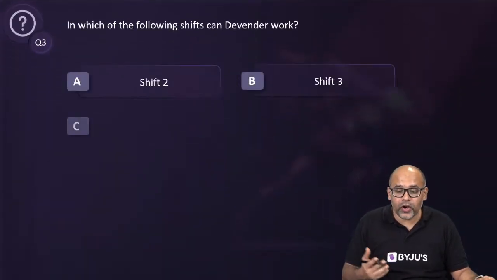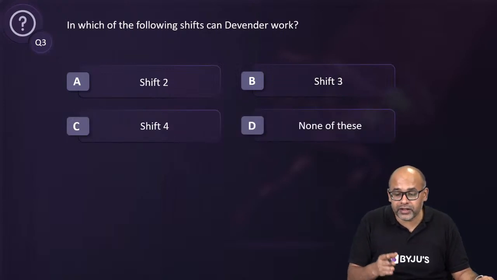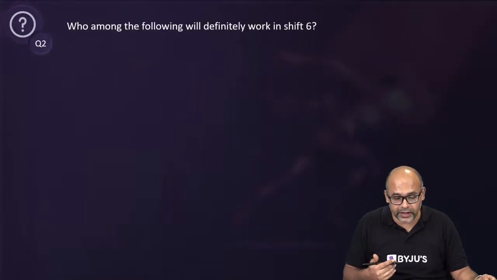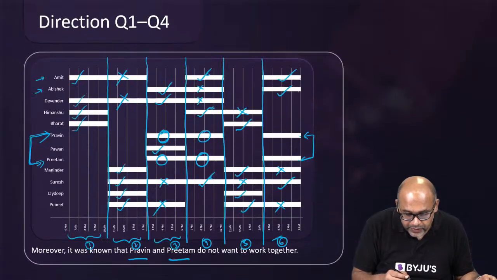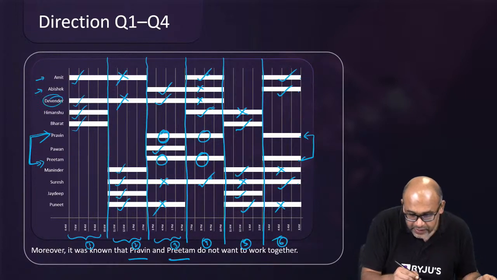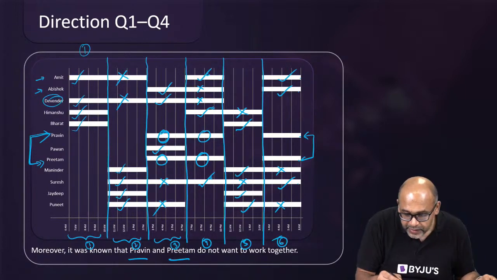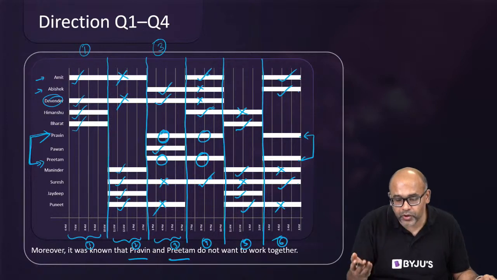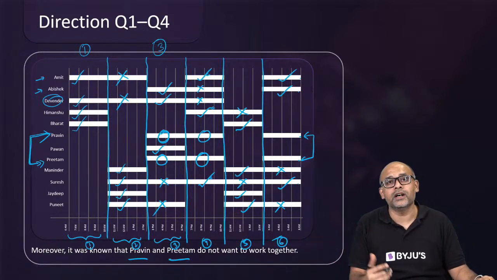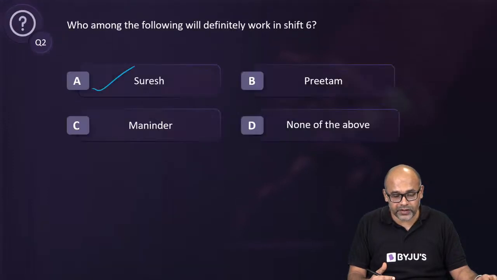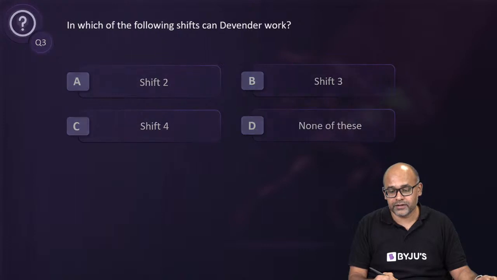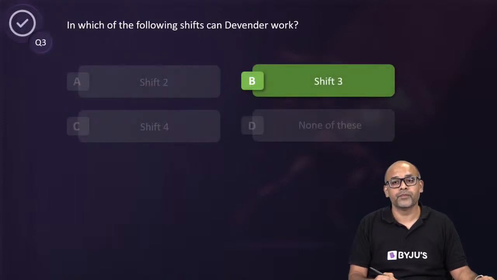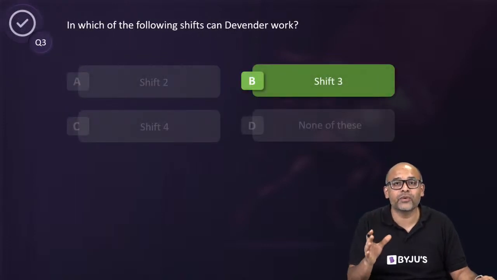Next, which of the following shifts can Devender work? Devender 2, 3, 4. Let's take a look. Where is Devender working? If you go back, Devender is working in shift number 1 and in shift number 3. So among 2, 3, 4, it is the third shift. Shift number 3 is B. So that's done. This is a sitter, an easy question. These kind of questions you should not miss.